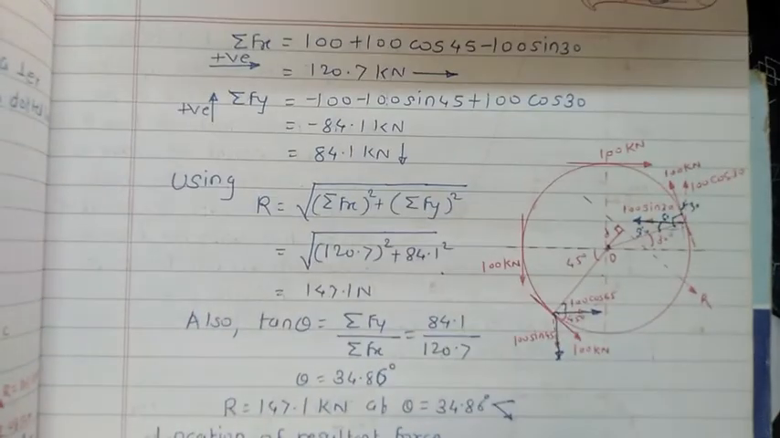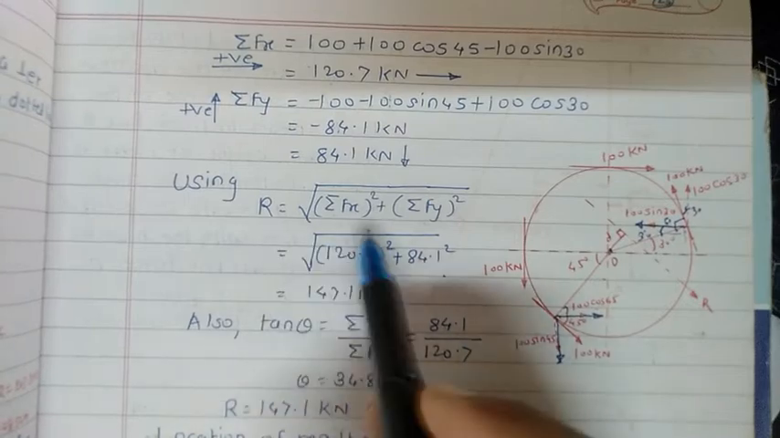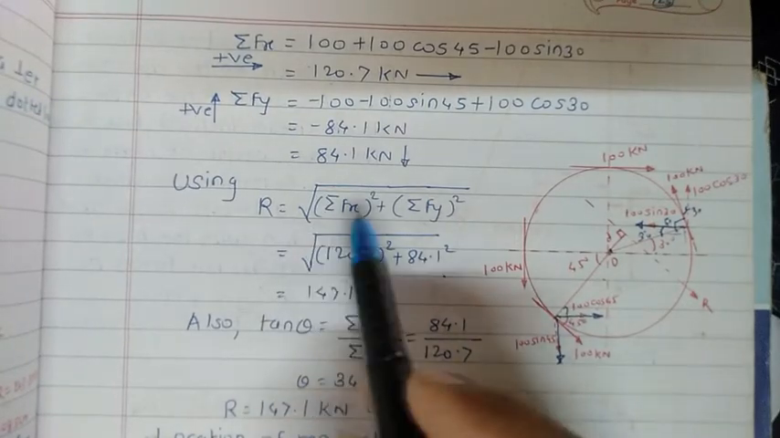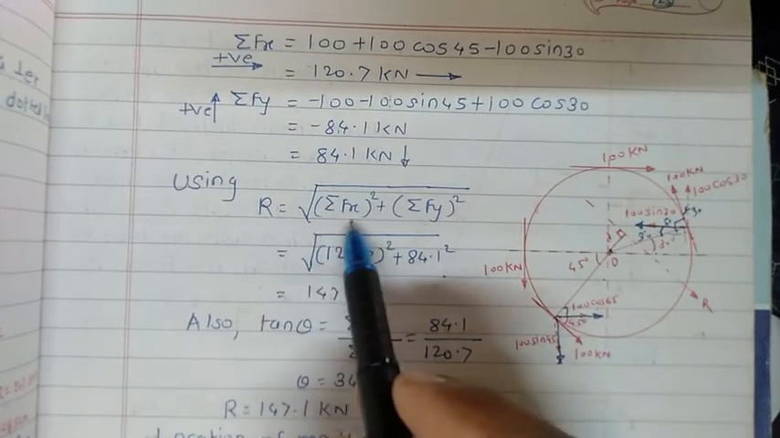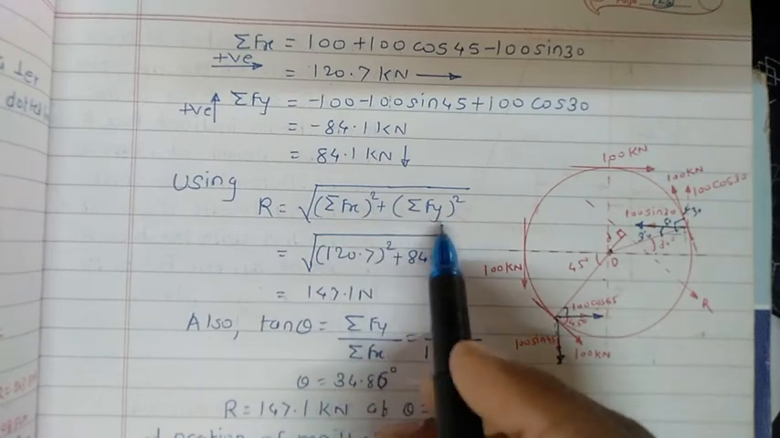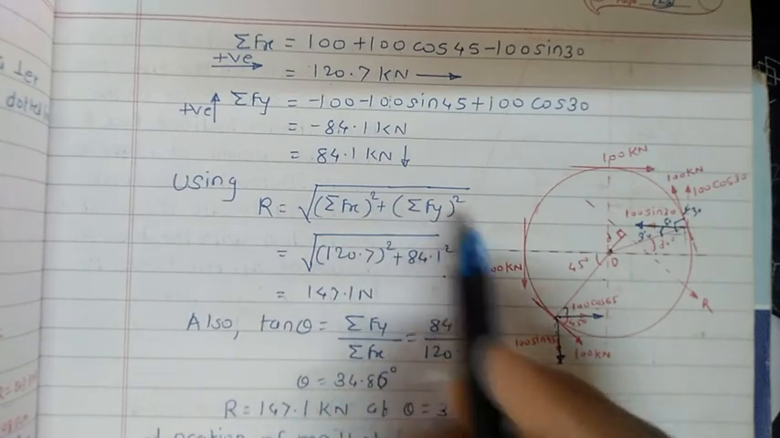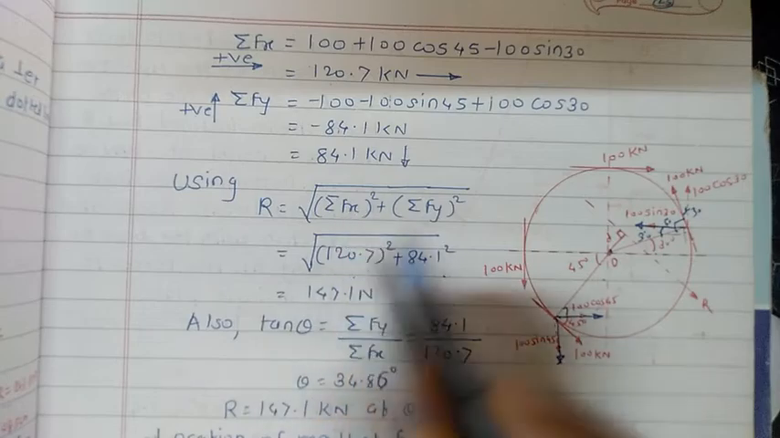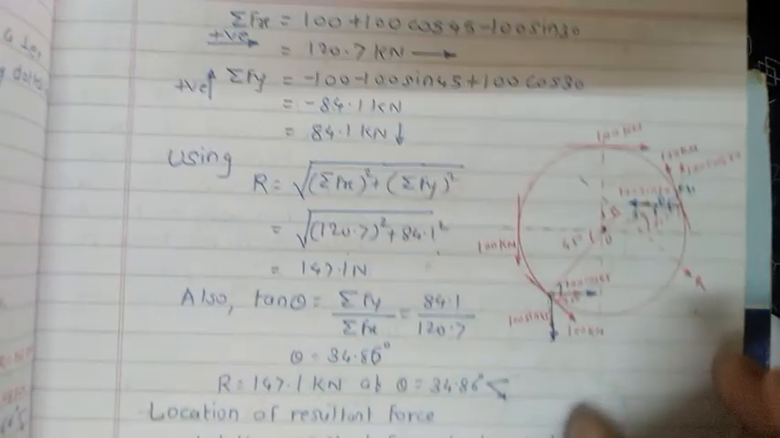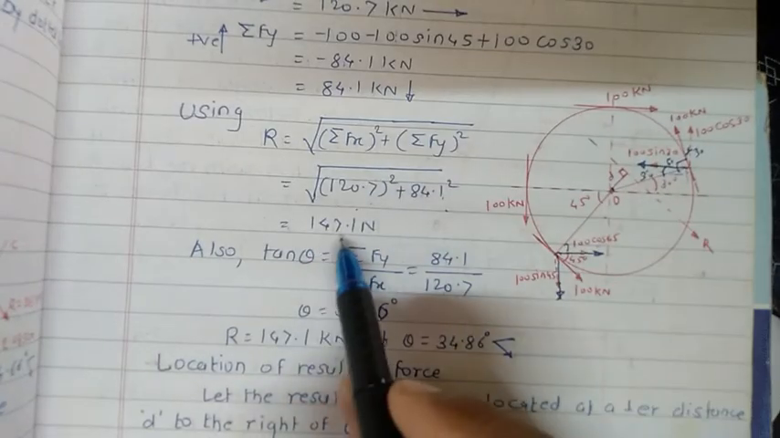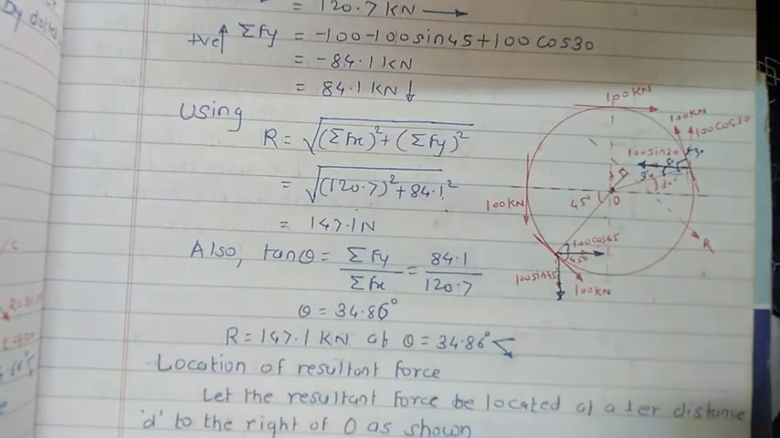Now get the value for the R. Okay, so R can be calculated by using this formula, square root of summation of all the horizontal forces square plus summation of all the vertical forces square. Substitute the value for summation of Fx, Fy. Do the calculation. You can get the value for R equals to 147.1 Newton.